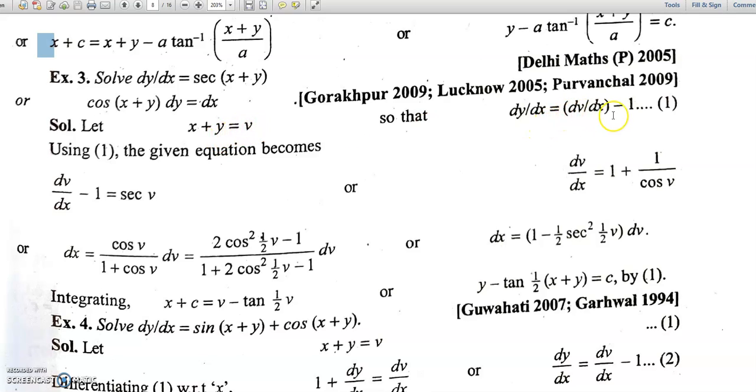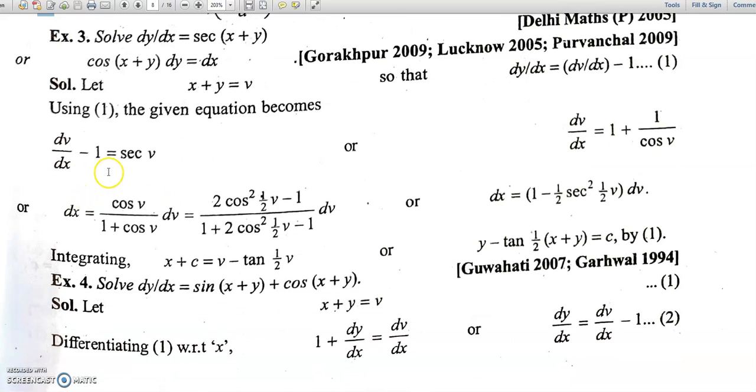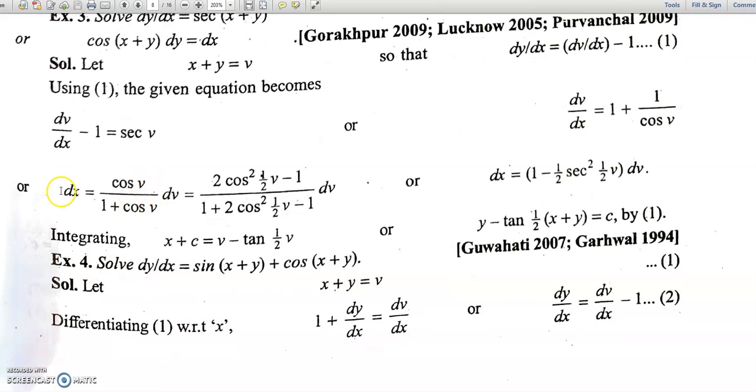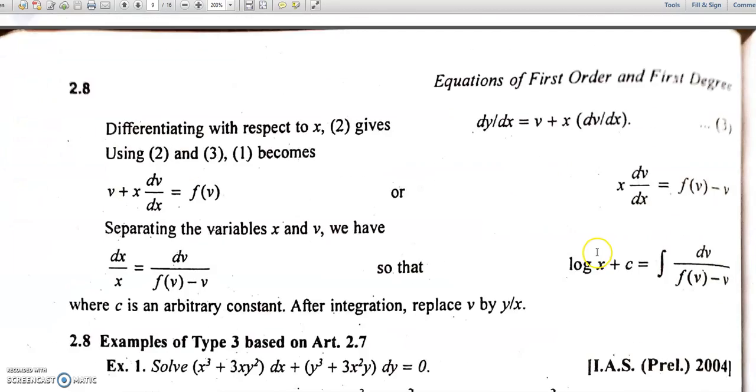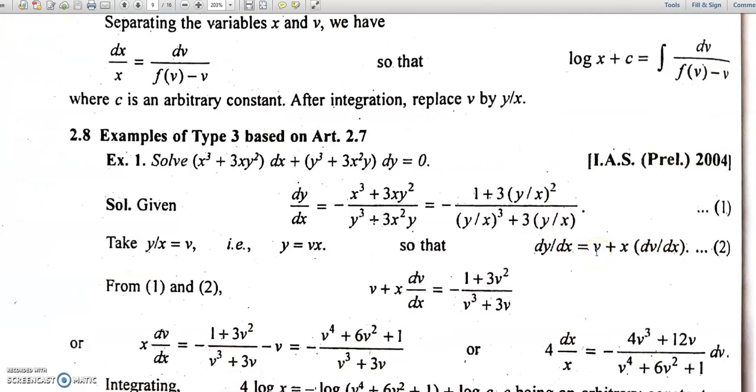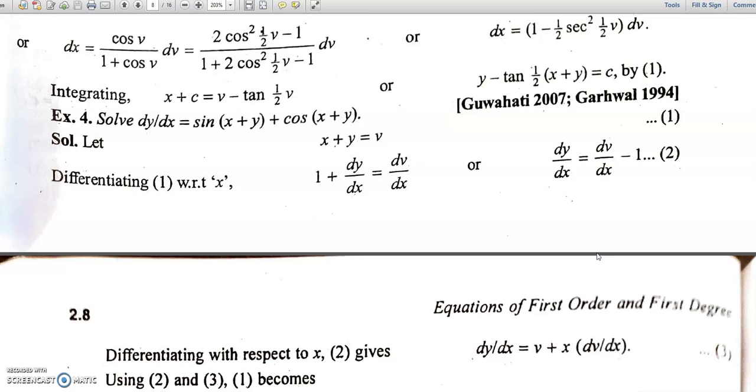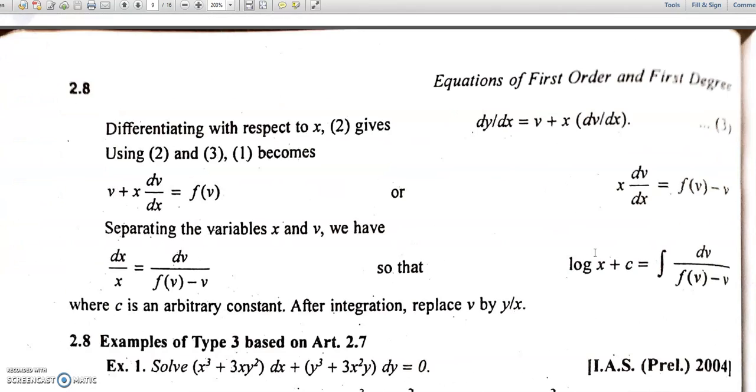So dy/dx equals dv/dx minus 1. You get dv/dx minus 1 equal to sec v. Now you solve this integration. You get x plus c equal to v minus half of sin 2v. Ultimately, you have to again put the value of v here. You get your final solution. Understood? So in this way you have to solve other problems.